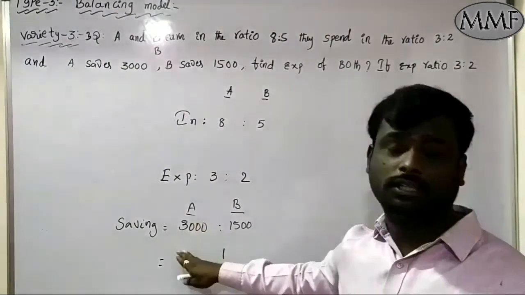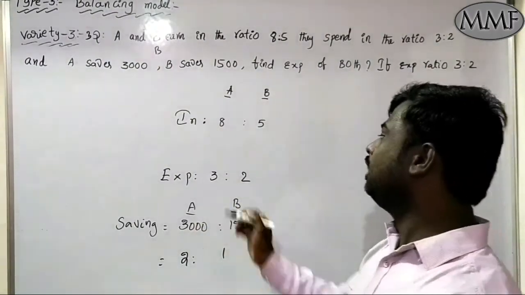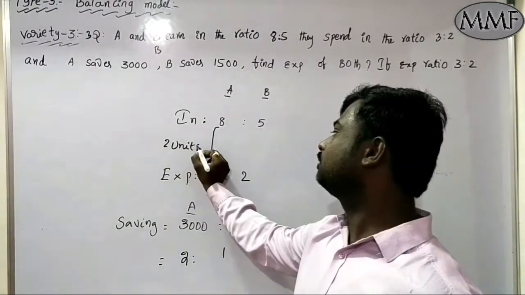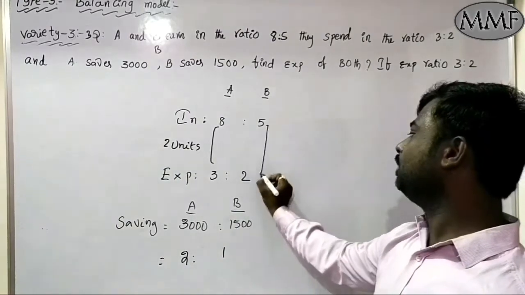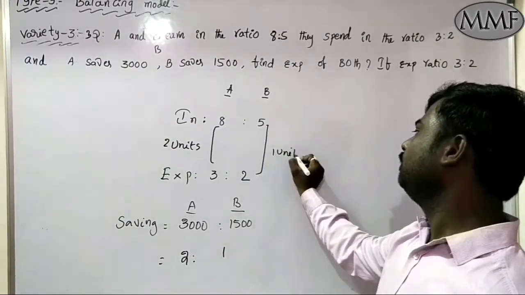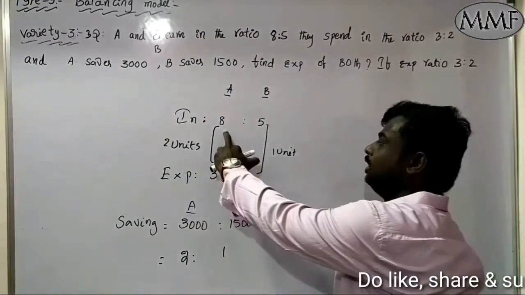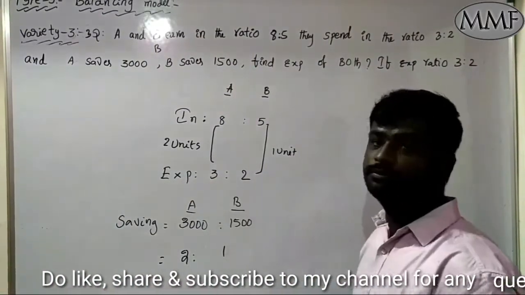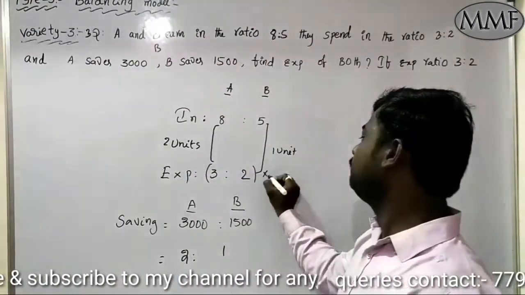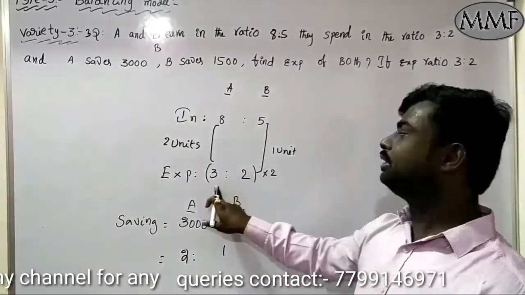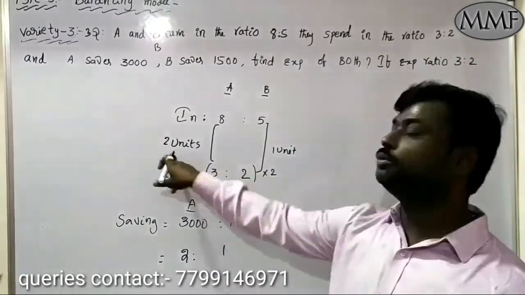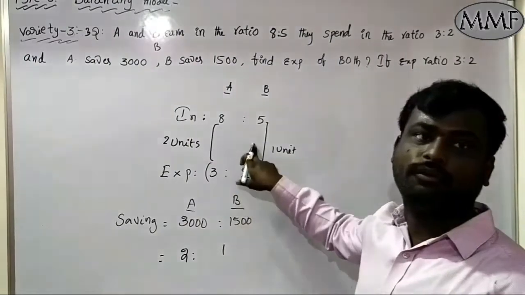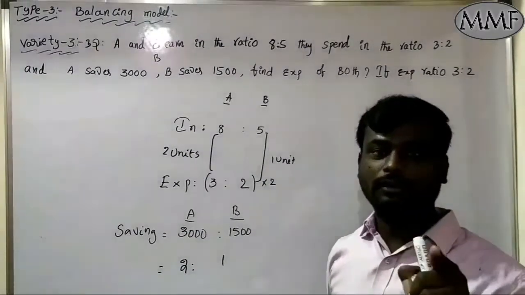Why? A is saving 3,000, B is saving 1,500. I need to get this difference as how many units here? 2 units. And this difference as how many units here? 1 unit. Very simple. If you want to get a 2 units gap, which number should you multiply this ratio by? If you multiply with 2, 2 into 3 is 6. 8 minus 6, 2 units. Understood or not? Again, 2 2s are 4. 5 minus 4, 1. Are you getting my point?